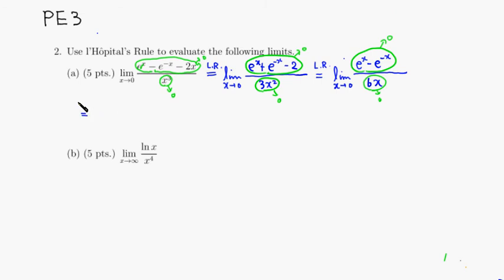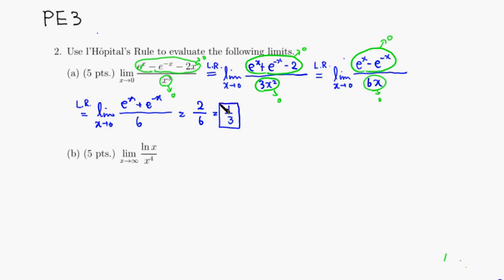I'm going to go down here. L'Hopital's rule, limit as x approaches 0. If you take the derivative of that, you get e to the x. And the derivative of that is positive e to the negative x. And the derivative of 6x is 6. Now we plug in 0. So you can see that here you have 1 plus 1, which is going to be 2, over 6, which is 1/3.